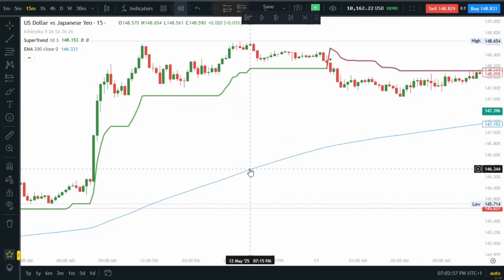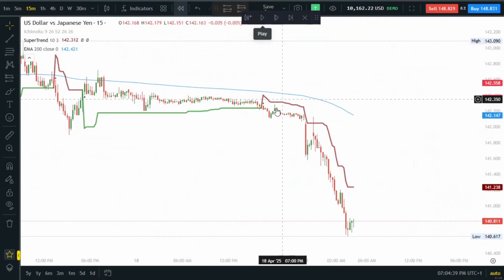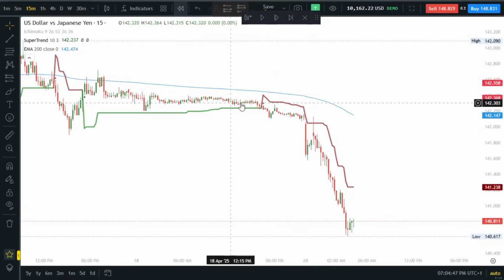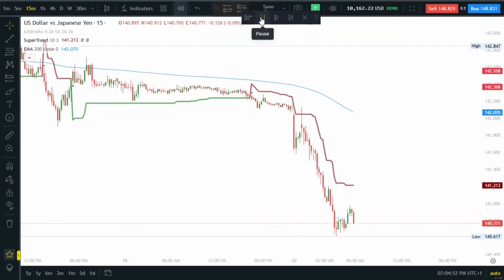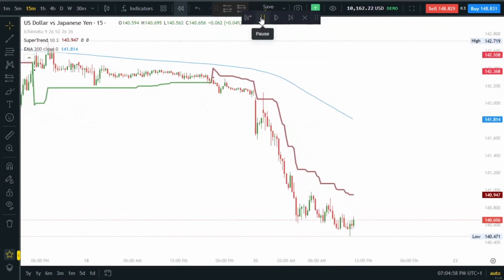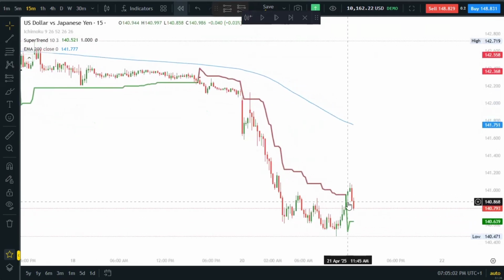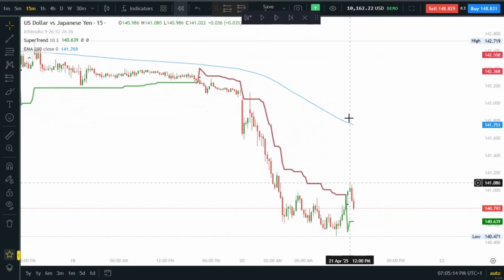So having known that, I am going to play it, and anytime we see a down arrow again, we will take our sell because our price is below the 200 EMA. So let us play and continue. You can see that there is a buy signal here. However, based on our strategy of the super trend indicator, combining it with the 200 EMA, we are not going to take this buy. Price is below the 200 EMA.